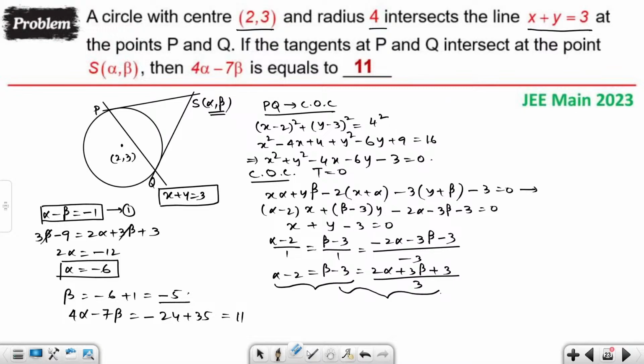Absolutely clear. See, the same method I'm using and same method you people have to use every time. Whenever the chord of contact is given to you, try to form the chord of contact by using another method, and then you simply compare the coefficients to get the value of the unknown coordinate alpha beta, right? Which is the point outside the circle.